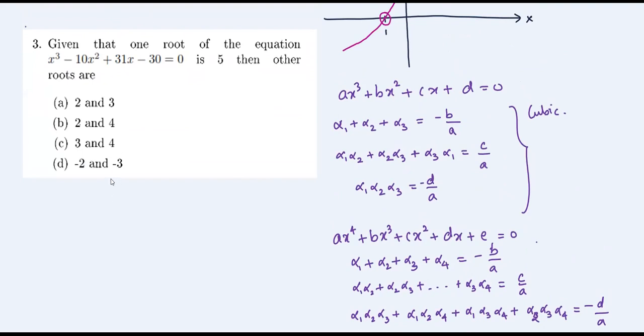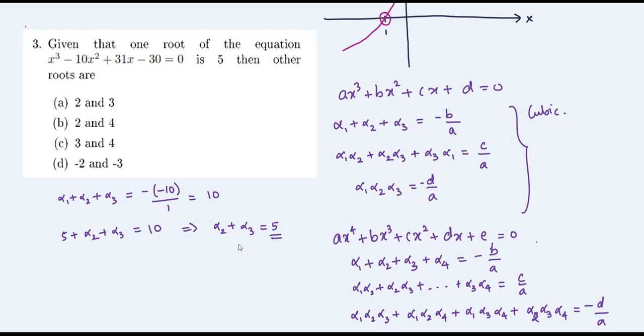One root is 5. So sum of the roots has to be minus B by A, which is 10. So alpha 1 plus alpha 2 plus alpha 3 must be minus B by A, so plus 10. Alpha 1 is given to be 5. So the sum of the other two roots has to be 5. So alpha 2 plus alpha 3 should be equal to 5.